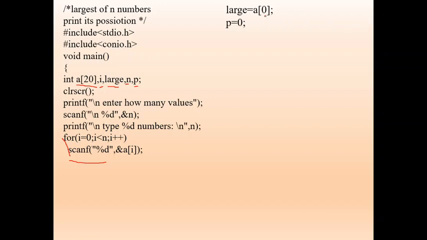What is my first member in the array? A of 0. And considering that position as 0.